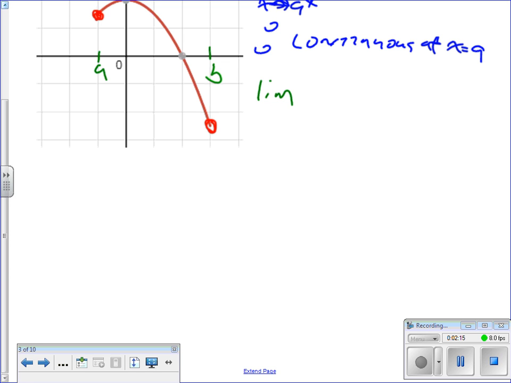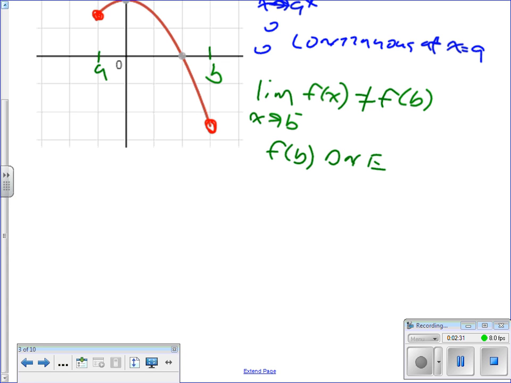The limit as x approaches b from the left of f of x does not equal f of b. F of b does not exist. Open circle at the end of the line. Therefore, and my bad, should be therefore, not continuous at x equals b. So it works for the left endpoint, but not for the right endpoint.